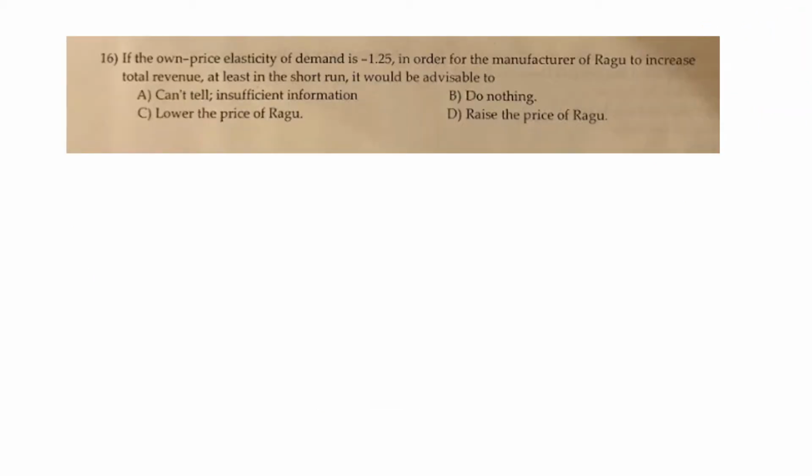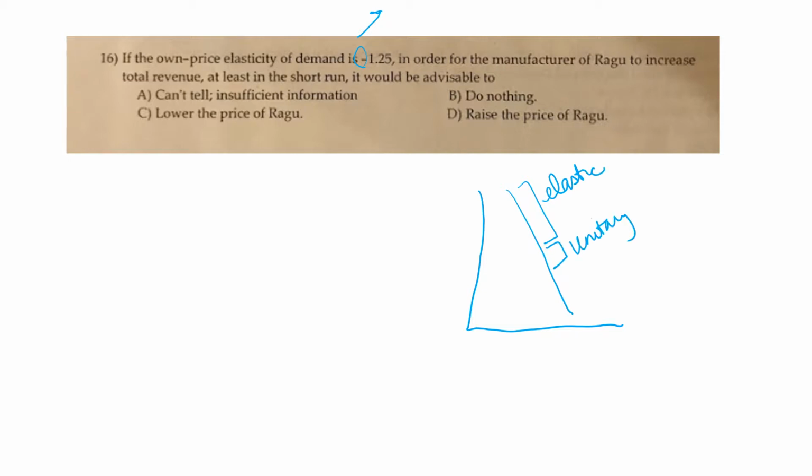So here's an example of a problem that you'll come across in the quiz. If own price elasticity of demand is negative 1.25, so recall all of them are negative, so don't need to pay too much attention to that. But if it's 1.25, so it's greater than 1, it's going to be elastic, right? Then we have our unitary elastic portion, and then we have our inelastic.